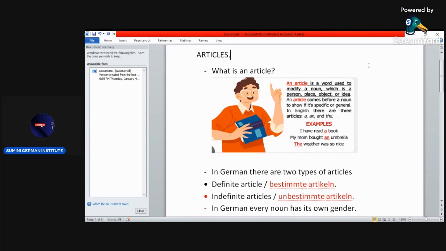For example, in the sentence here, I have read a book. A noun in this sentence is book, and the article is a. So what comes before a noun to show a specific object is a. The next one, my mom bought an umbrella. An is the article in this sentence. The weather was so nice. The is the article. So in English, there are three articles: a, an, and the.